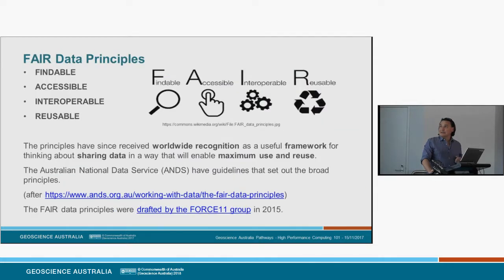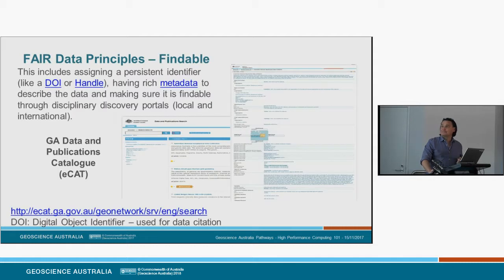So I'll talk a bit about the FAIR data principles. This could be regarded as a restatement of some of our science principles, but it's a framework for preparing your open data so it maximises its value. So we want it to be findable, accessible, interoperable and reusable.